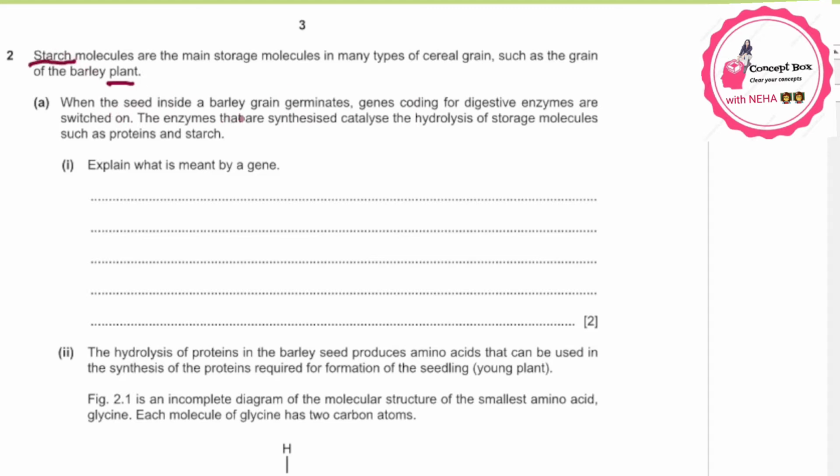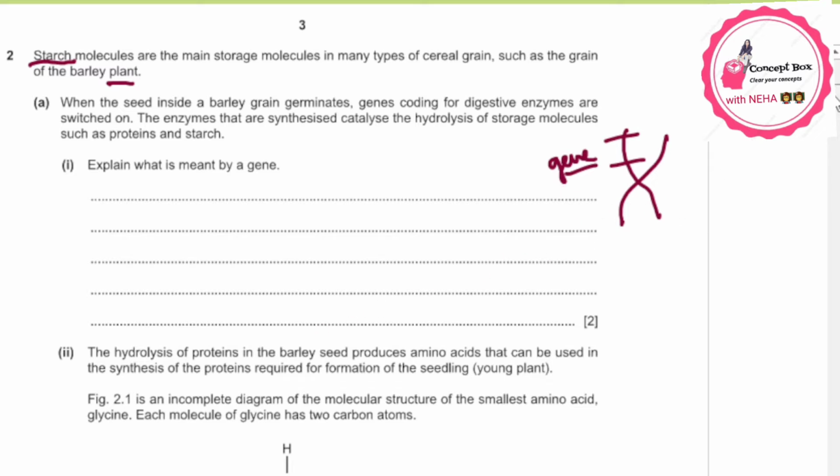When the seed inside the barley grain germinates, genes coding for digestive enzymes are switched on. The enzymes that are synthesized catalyze the hydrolysis of storage molecules such as proteins. So don't focus on these stories, just focus on what it is saying about the starch and the coding. Explain what is meant by gene. A gene is a small segment of DNA that codes for a specific protein.